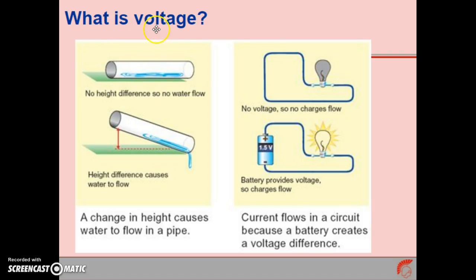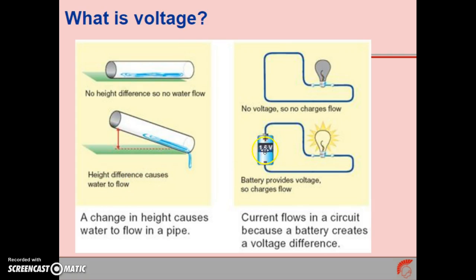So here's a better depiction of what voltage is. If there's no height difference, there's no water flowing. So this is just a tube with water in it. If there's no voltage, there are no charges flowing. But as soon as I lift this off the ground, you can see that water is going to flow, right? The height causes the water to flow.